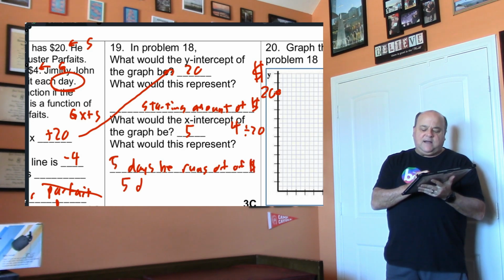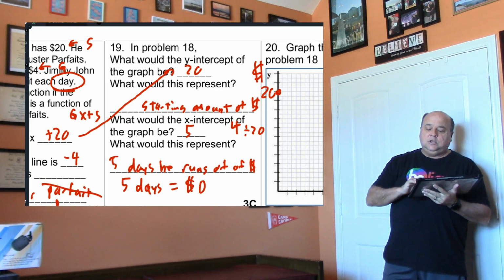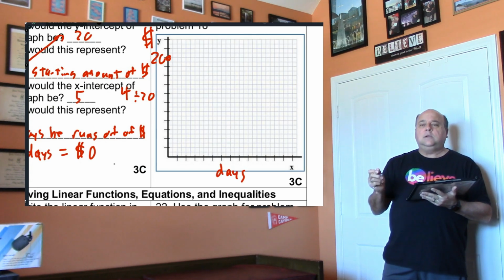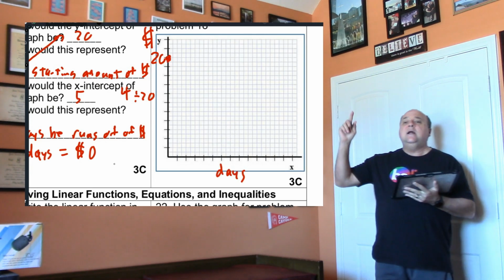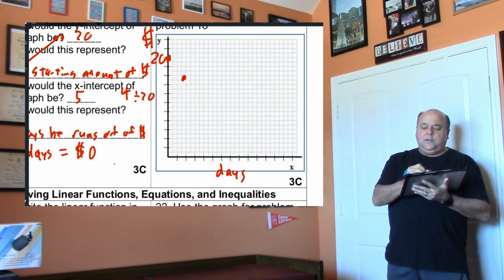Or you could say 5 days equals $0. That in real life is what that 0 is. So we're going to go over here. We could put days or blizzards right here. Okay, we're going to start off at 20. This is not going to be connected. So we're going to do 1 day. At 1 day, he'll have 16. At 2 days, he'll have 12.